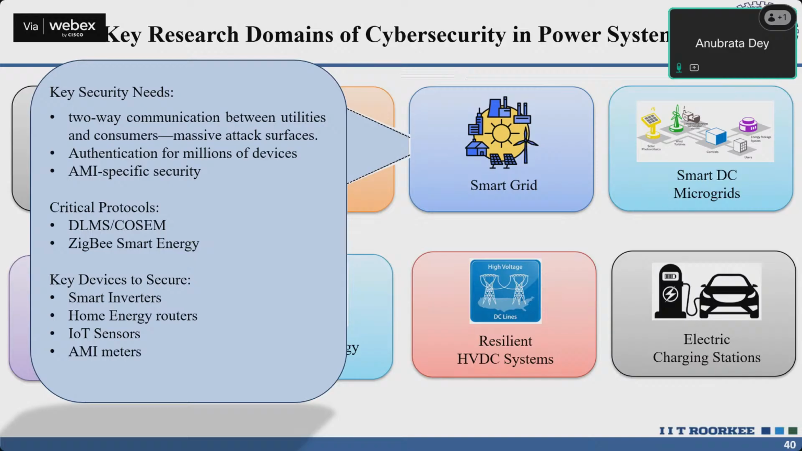Here the protocols used are DLMS/COSEM and ZigBee type smart energy systems. And the key devices we need to consider are the smart inverters, the home energy routers, IoT sensors, and the AMI, that is advanced metering infrastructure based meters. So all these four devices we need to consider for resiliency purposes, because they are using these two protocols, right? Of course, some other protocols are also there that we will discuss later on.